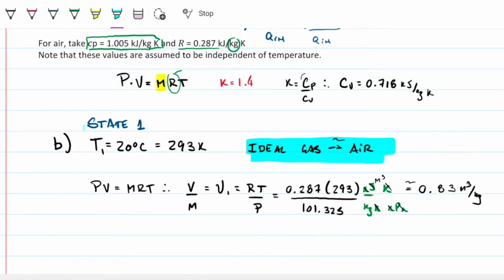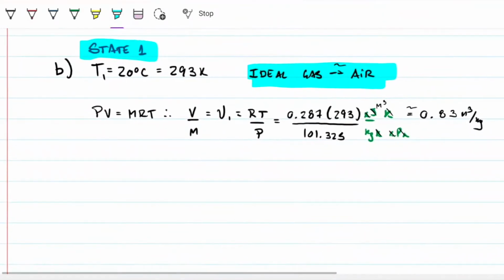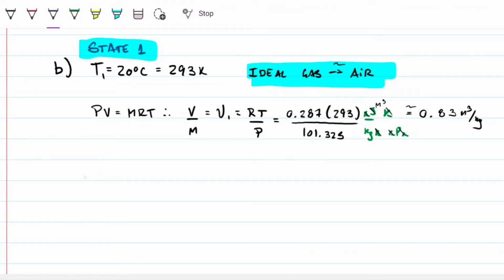State 1 is done, so we can go ahead and do state 2 now. For state 2, we don't have any information, right? We don't have temperature, we don't have specific volume, we don't have pressure. So we can't really use PV = nRT to save us.